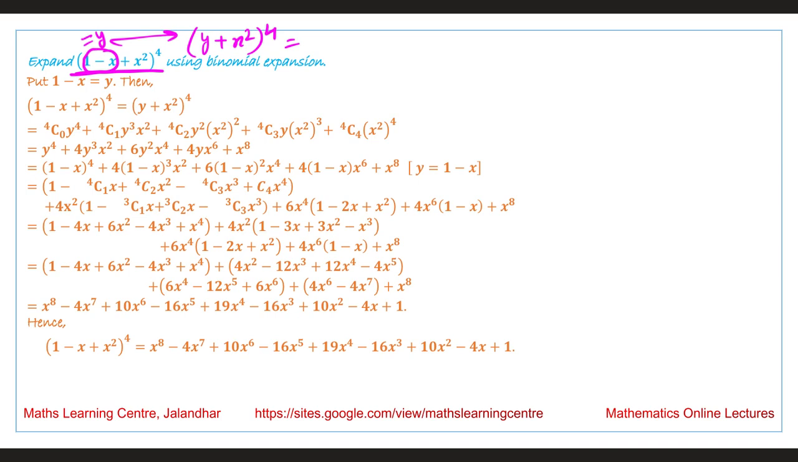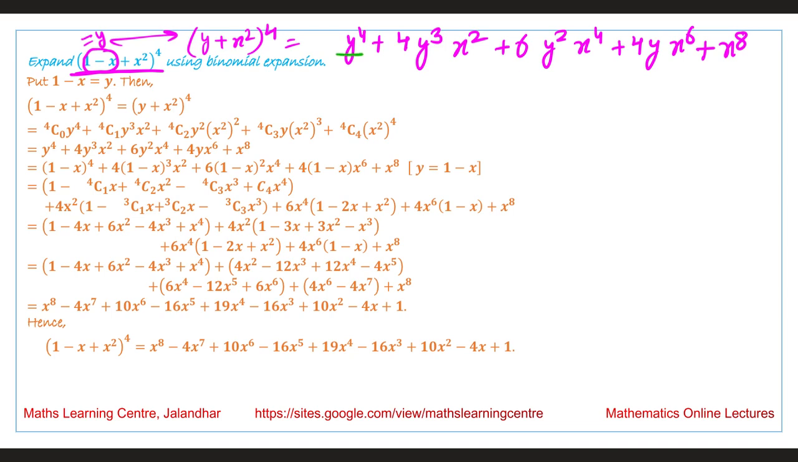So the answer we obtain is y raised to the power 4 plus 4 into y cube into x square. Next coefficient we have is 6, and we will have y square and x raised to the power 4. Next we will have the coefficient 4 and value of y, and then x raised to the power 6, and last term again coefficient 1, so it is x raised to the power 8.